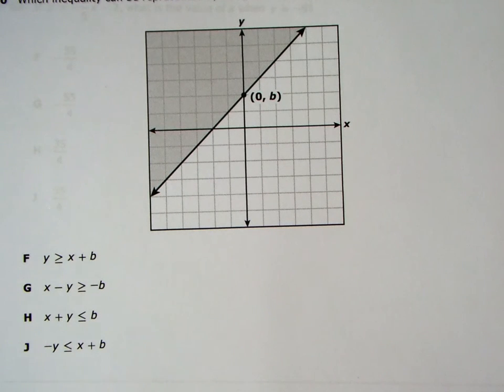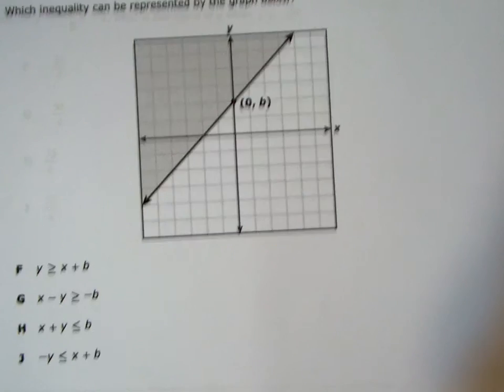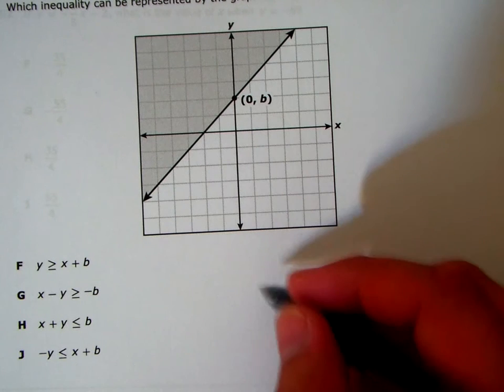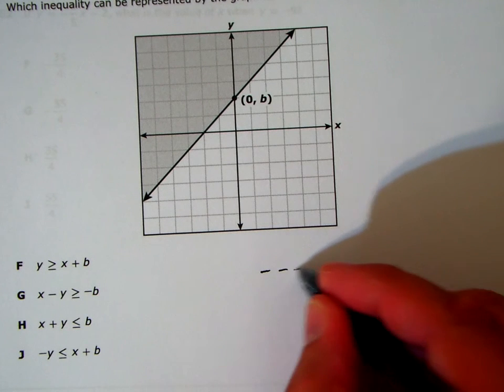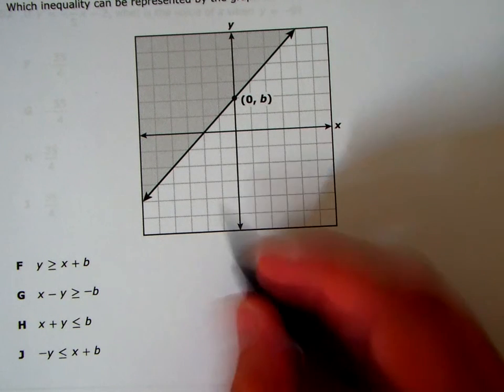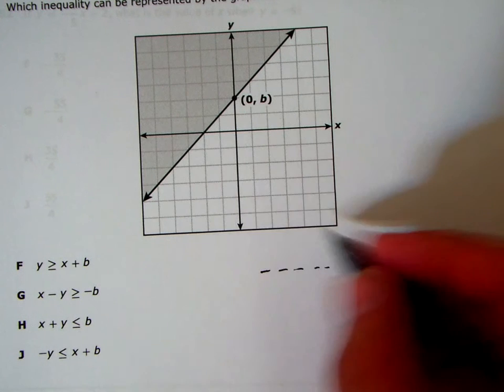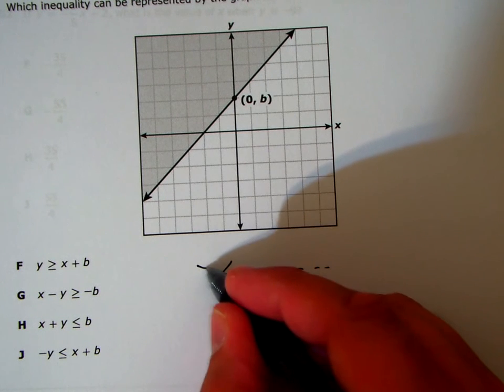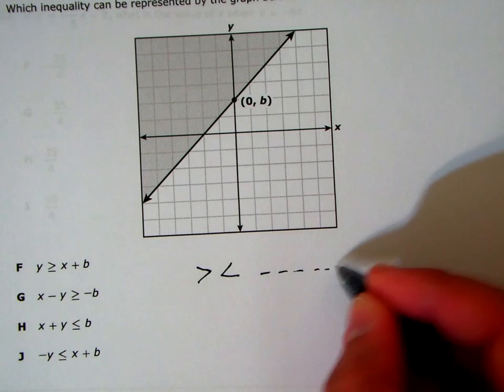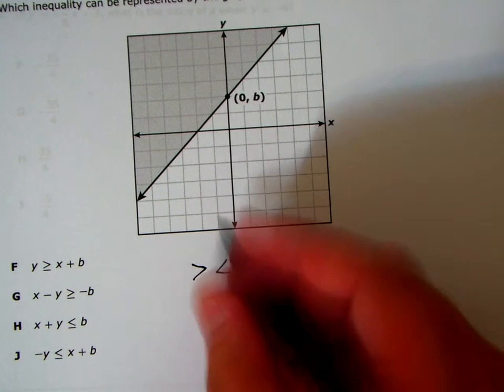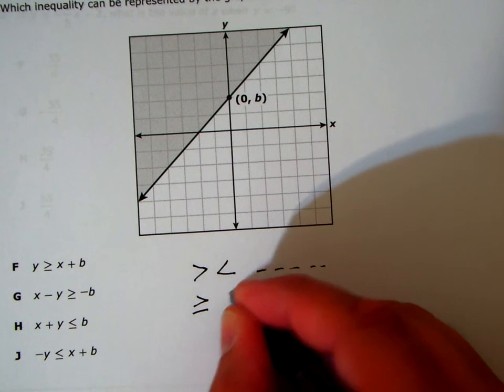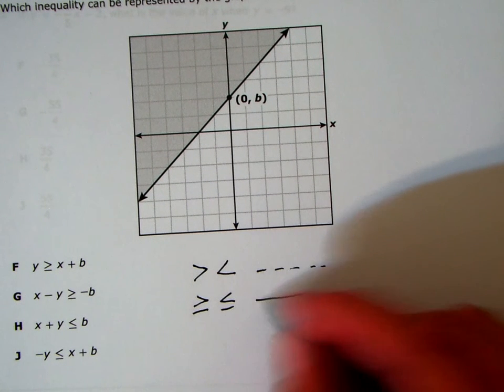Here, right? What I want you to know is that when it has an equal sign, you see how it's like a straight line, right? If it's less than or greater than, it's going to be a dotted line. When it says greater than or equal to, or less than or equal to, it's going to be a straight line.